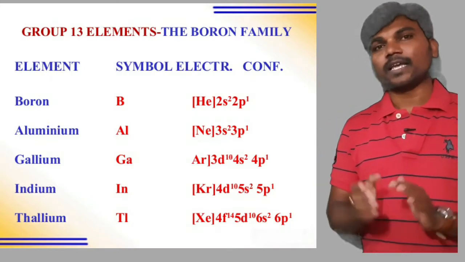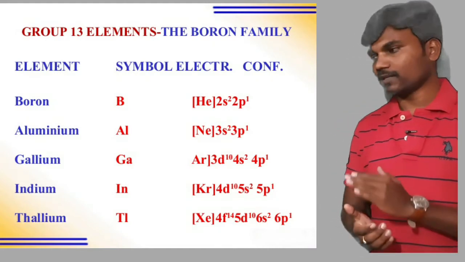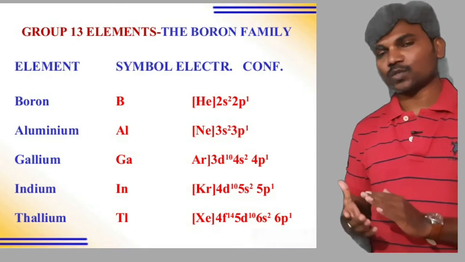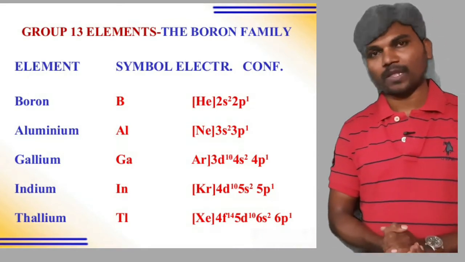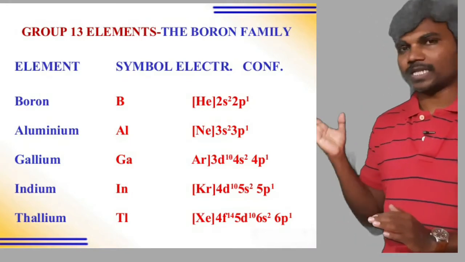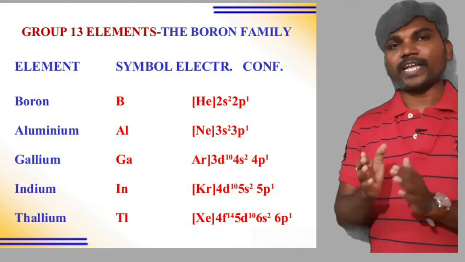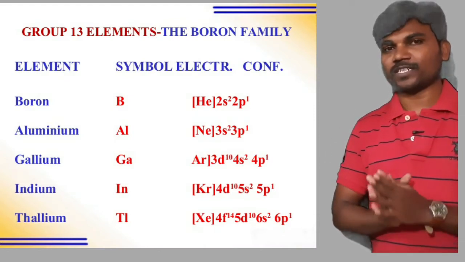For boron, it is helium 2s2, 2p1. In the case of aluminum, it is neon 3s2, 3p1. Then after that 4s2, 4p1, 5s2, 5p1, and 6s2, 6p1 will come. Just observe all these elements. What is the similarity in all these elements? ns2 np1 is the similarity, meaning the valency shell electronic configuration is the same.